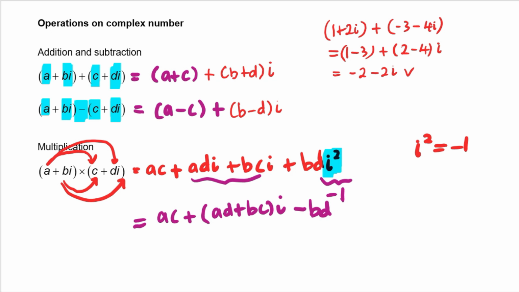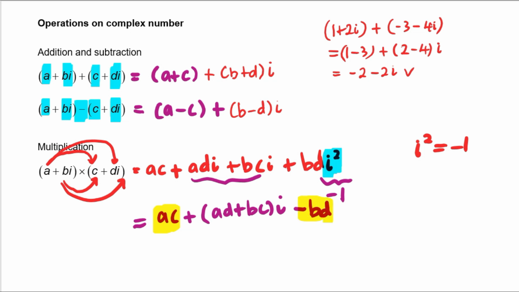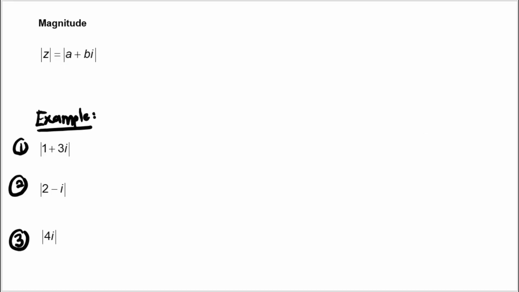So we know that BD and also AC are the real parts, so we can put them together. So we'll have something like AC minus BD plus the AD plus BC i. So now we have the real part, which is here, and this one is the imaginary part of this product of two complex numbers. Now, let's look at the concept of the magnitude for the complex number.